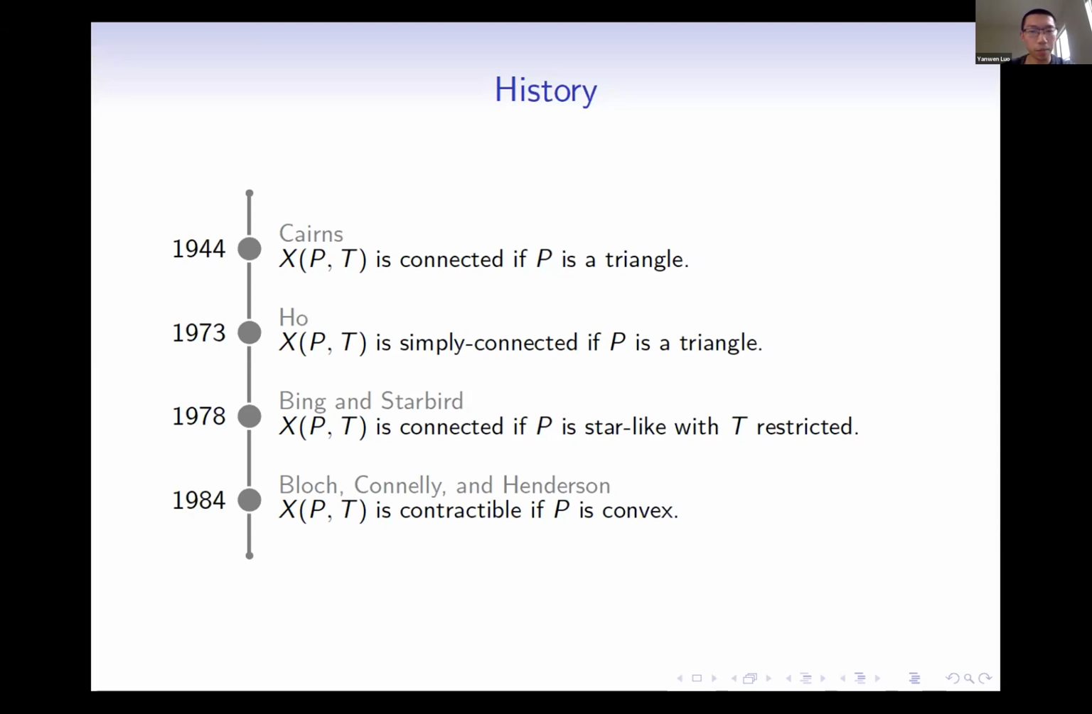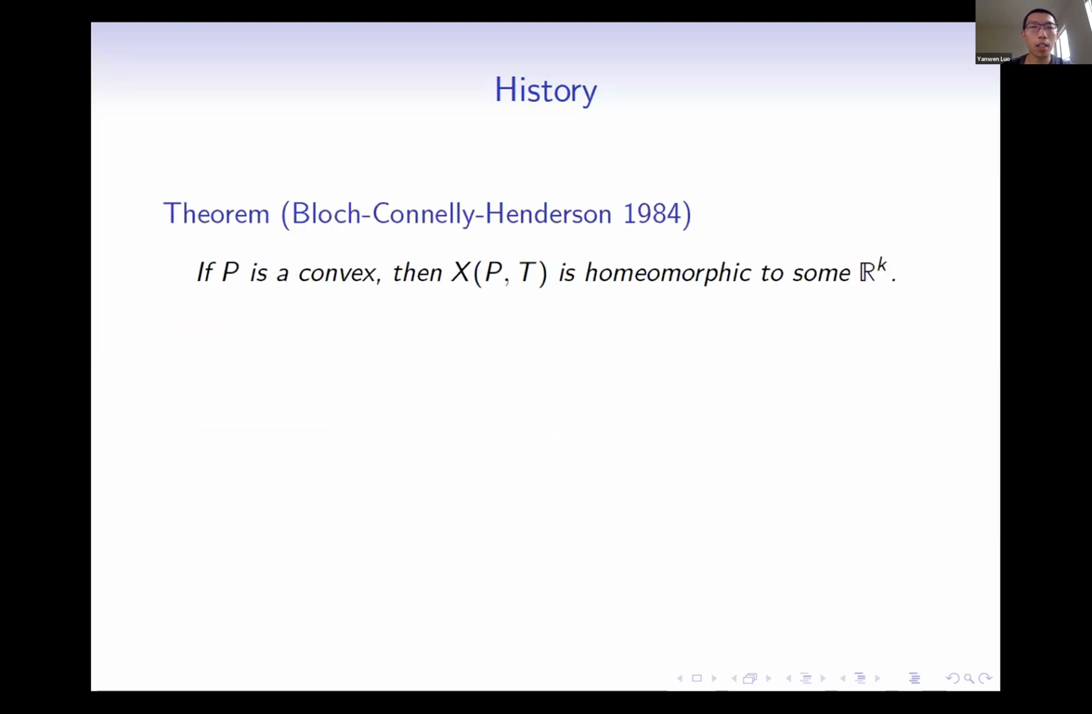So this really answered the question we're going to see in a minute. This really answered the question about homotopy type and sort of shows that this space is indeed a reasonable discretization for the diffeomorphism group. Okay, and actually they show a little stronger result. They show that the space is not only contractible, but homeomorphic to some Euclidean space. Again, the dimension here is really just 2 times the number of interior vertices.